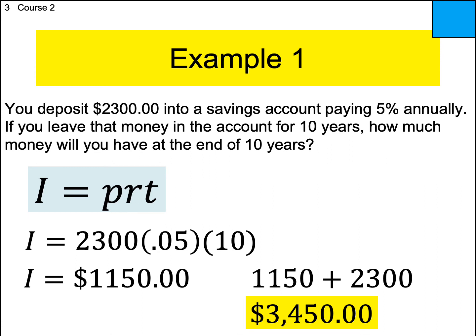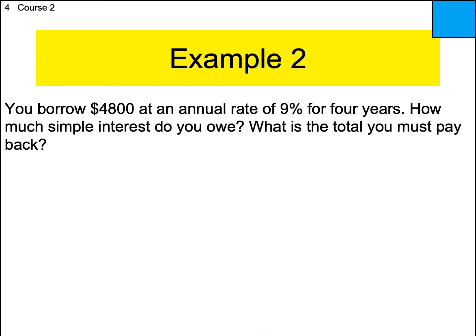Okay. All right. Let's do one for the loan. All right. So you borrow $4,800. A pretty cheap used car is $4,800. You borrow $4,800 at an annual rate of 9% for 4 years. How much simple interest do you owe? And what do you got to pay back?